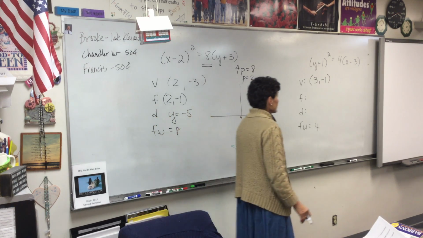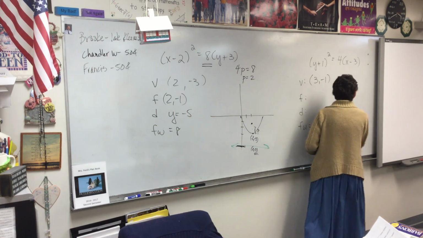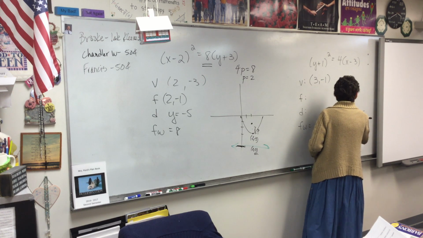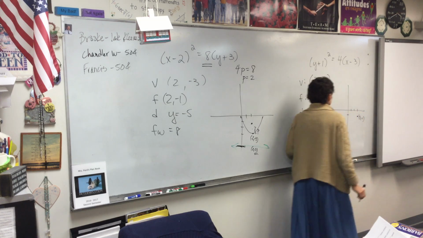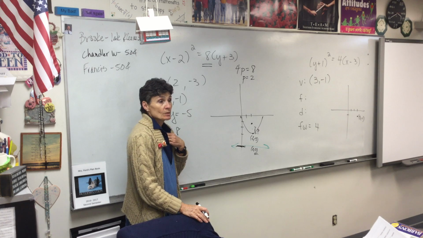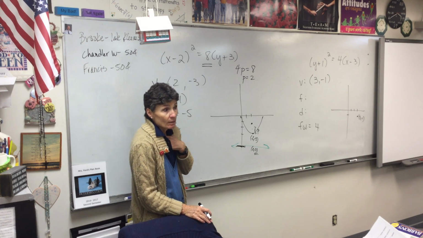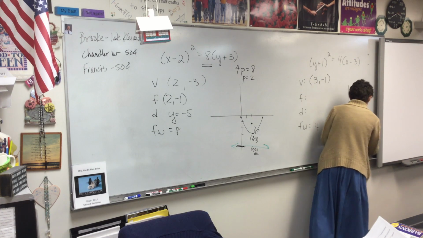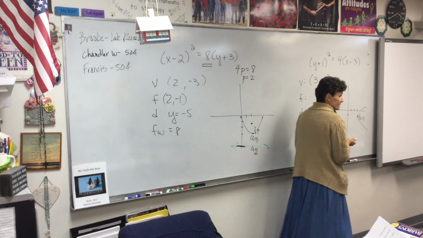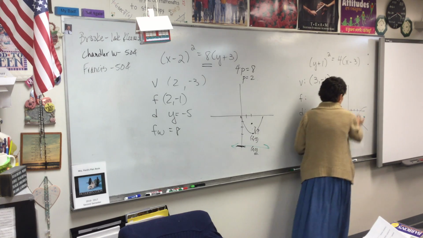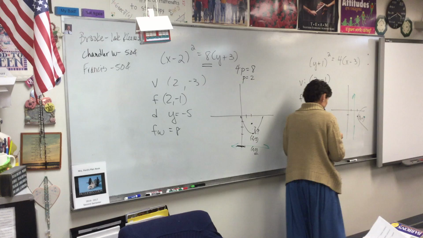Now it's the same thing over here. We've already got the first part started. We already did our vertex, 3, -1. Tell me about this parabola though. Look at it. It's a y squared. To the right. So it's going to open to the right. Which means that my focus will be over here. And my directrix will be back here.